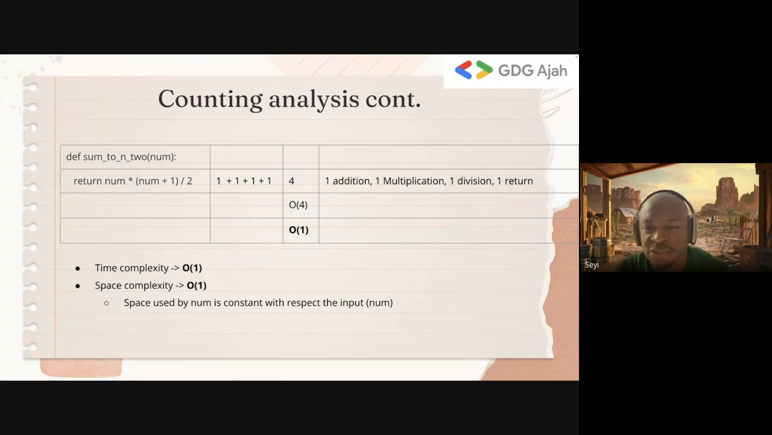Do you mean time and space complexity have the same answer? No. Time and space complexities do not always have the same answers. In this case, in the last example we had, they didn't have the same answer. They don't always have the same answer. Sometimes time complexity is higher than space complexity. Sometimes space complexity is higher than time complexity.